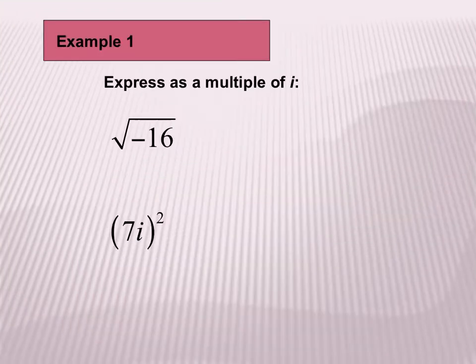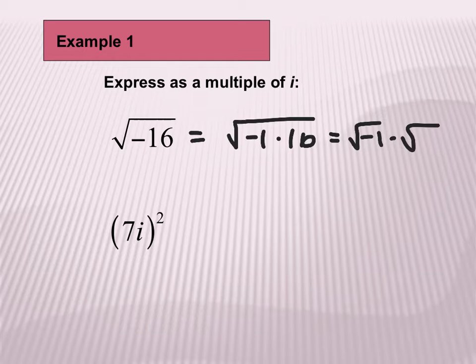All right, so here's our first example. It just says express as a multiple of i. So the first one is the square root of -16. If I were to expand this out, it would be the same thing as saying the square root of -1 times 16, which is the square root of -1 times the square root of 16. And the square root of -1 is i, and the square root of 16 is 4, and then we always put the i last, so it's 4i.